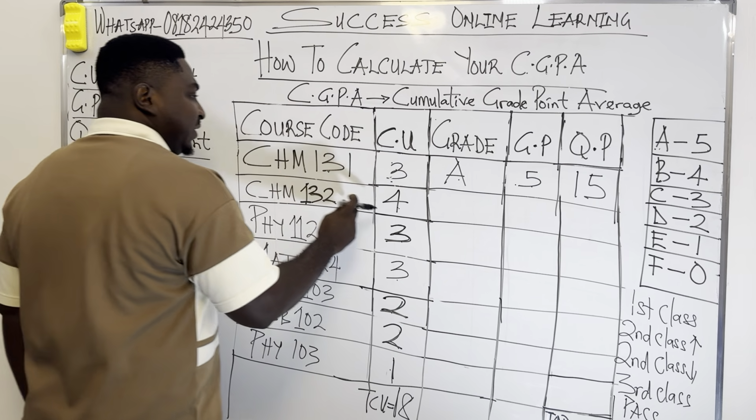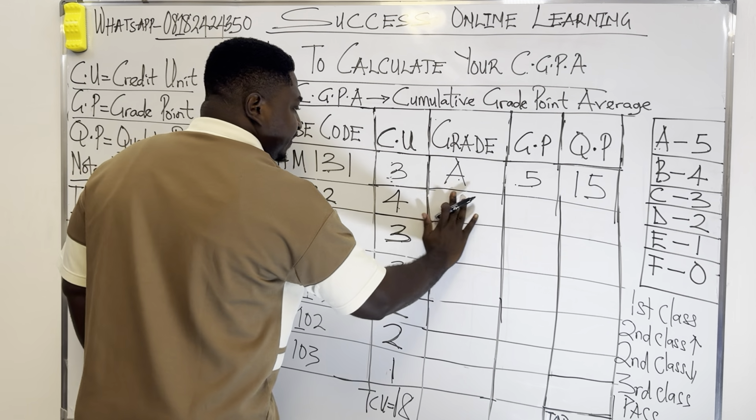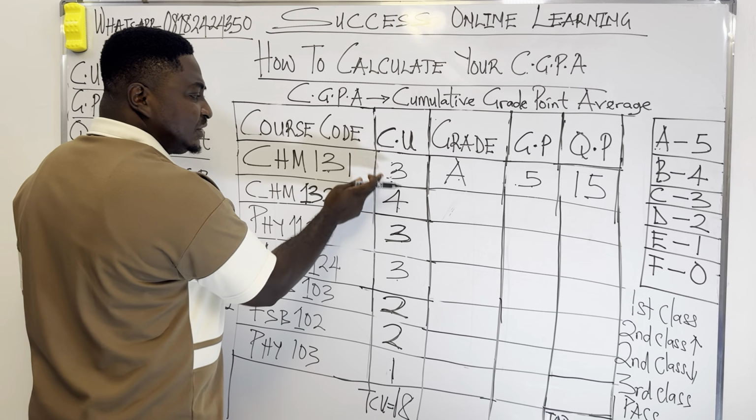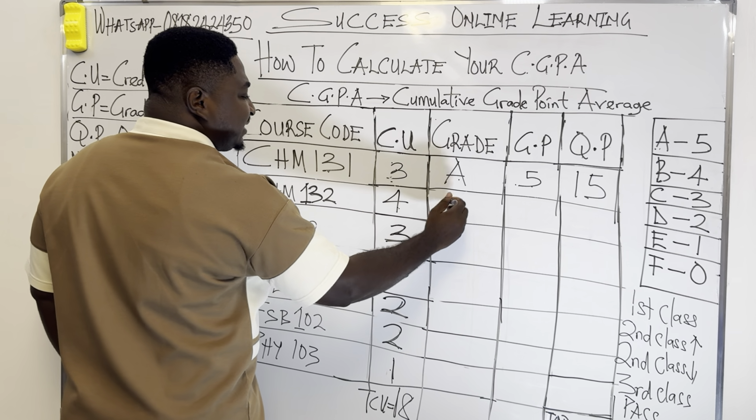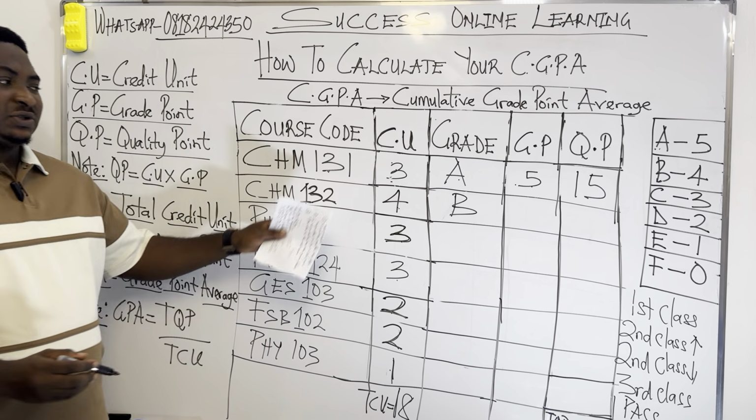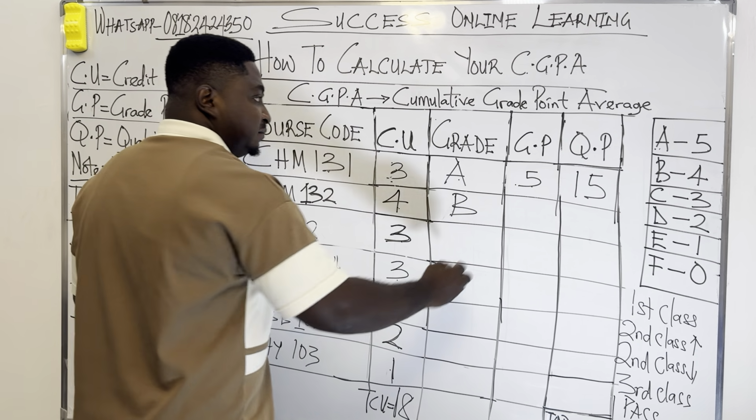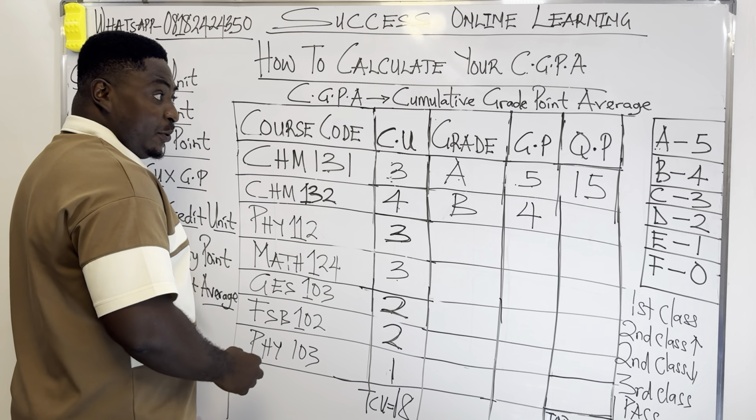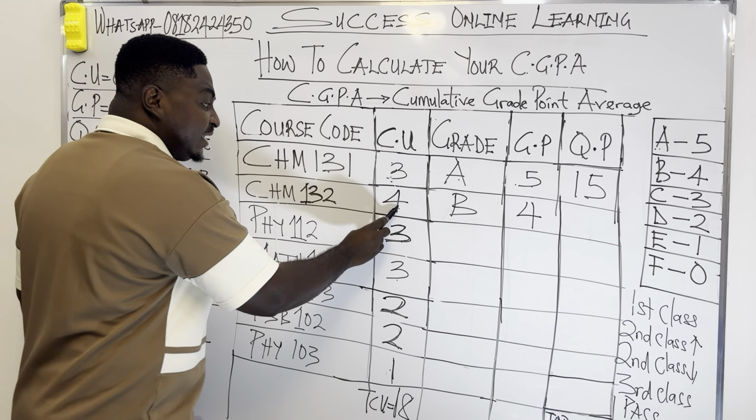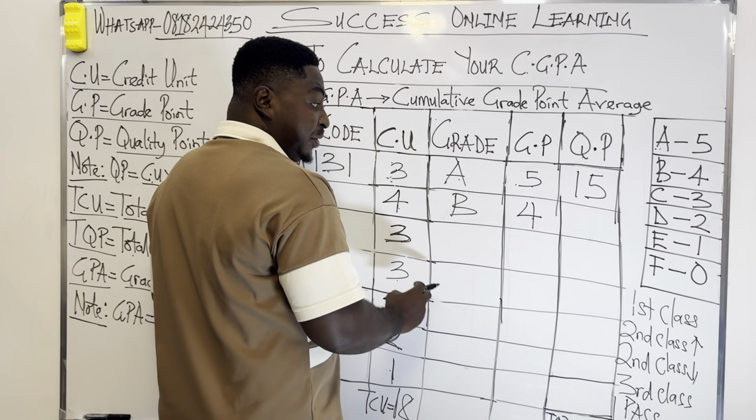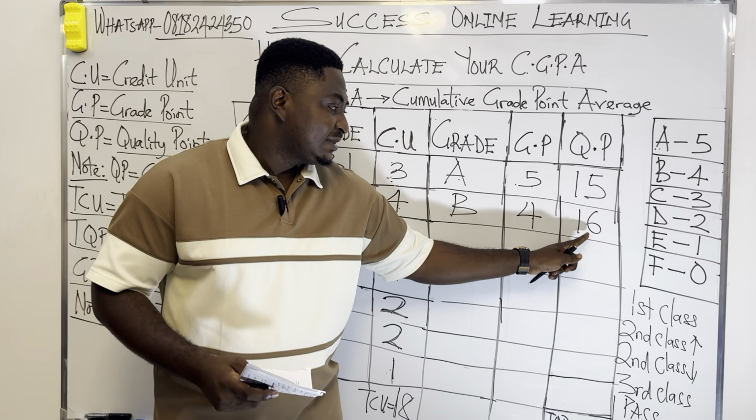Now, going to the next course, let me show you something here. Follow me carefully. I want to show you the importance of this credit unit. This person made an A in the first course, but I want to show you if this person made a B in this second course. Now, the grade point for a B is 4. What is the quality point? I'll remind you again one more time. Quality point is credit unit multiplied by grade point. So, credit unit 4 multiplied by grade point 4. 4 times 4 is what? 16.